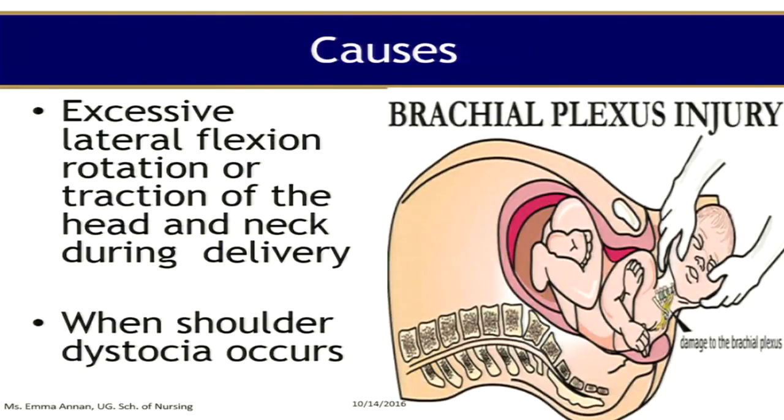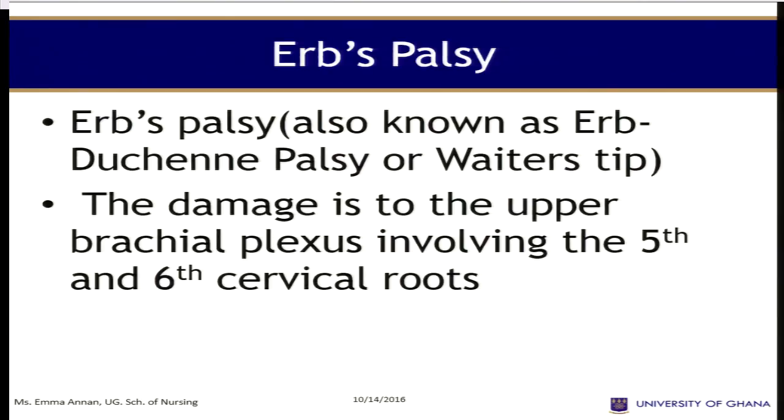So let's look at the causes. It's excessive lateral flexion, rotation or traction of the head and the neck during delivery. So as you can see from the image, the midwife is trying to deliver the baby. If there is excessive lateral flexion and rotation, it's going to lead to the injury. Also, when shoulder dystocia occurs, it can lead to brachial plexus injury.